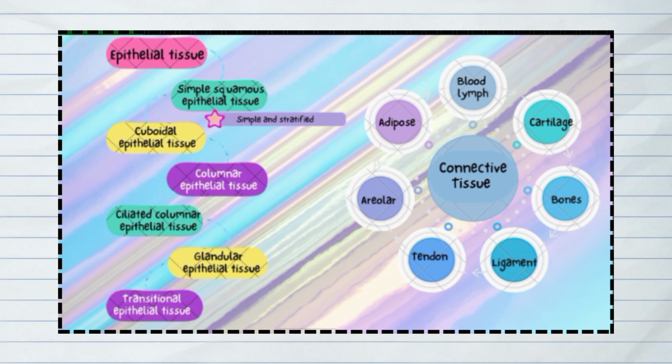Connective tissue. Connective tissue is divided on the basis of its matrix. First, connective tissue proper. Connective tissue proper has a soft matrix: areolar tissue, adipose tissue, tendons and ligaments. Second, on the basis of hard matrix, skeletal connective tissue: bones and cartilage. Third, on the basis of the fluid matrix. They are fluid connective tissue: blood and lymph.